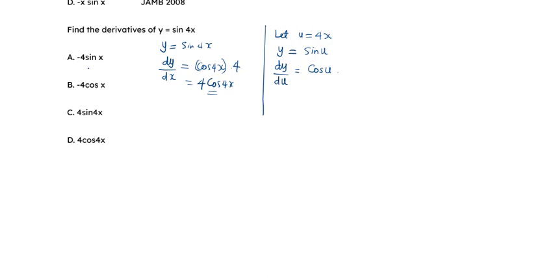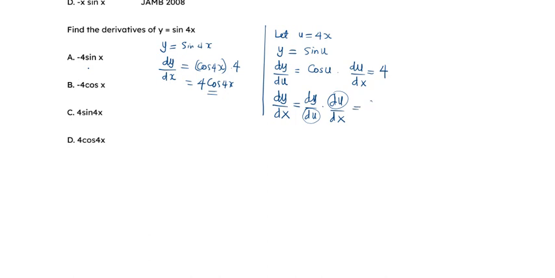And what is du/dx? The du/dx is going to be 4. That is, if you differentiate 4x, you get 4. Then for you to get dy/dx, you need to combine dy/du and du/dx. It is as if this one cancels out this one so that you can get dy/dx. So correctly, that gives us cos u multiplying 4, which is the same thing as 4 cos u.